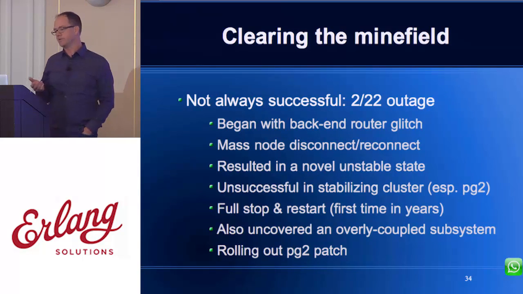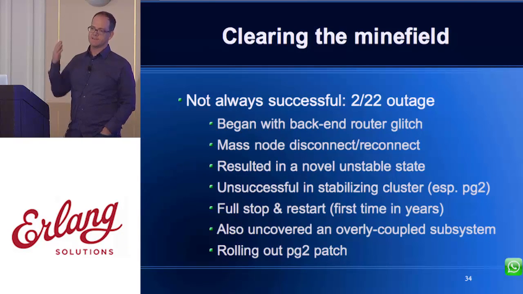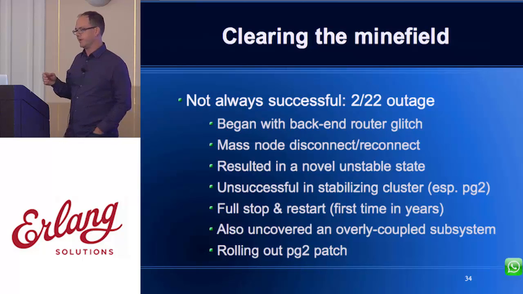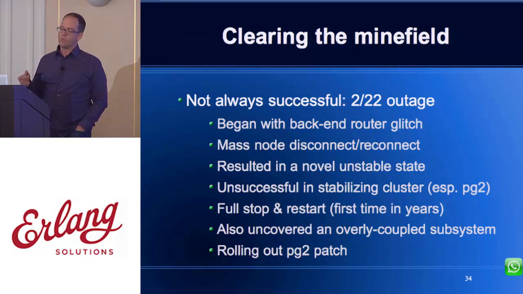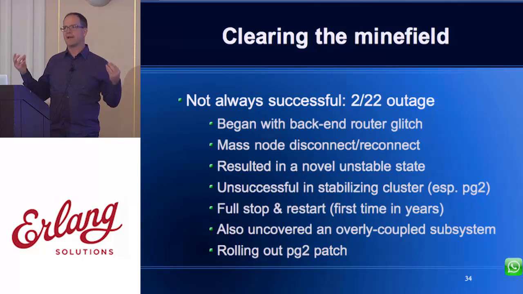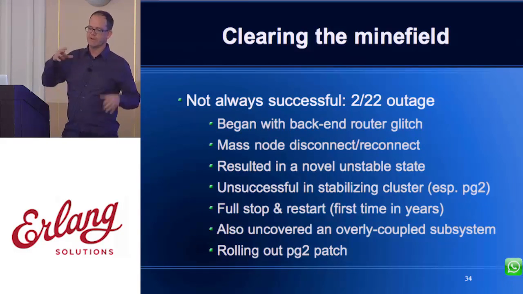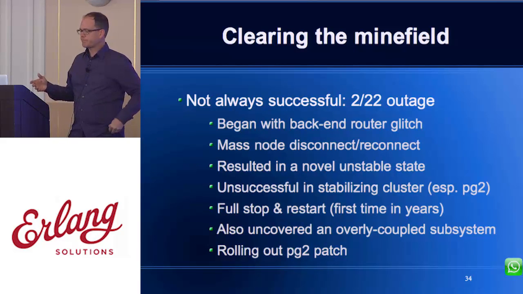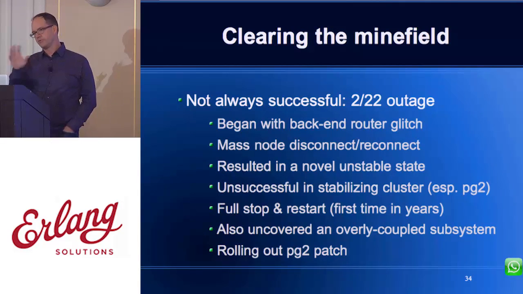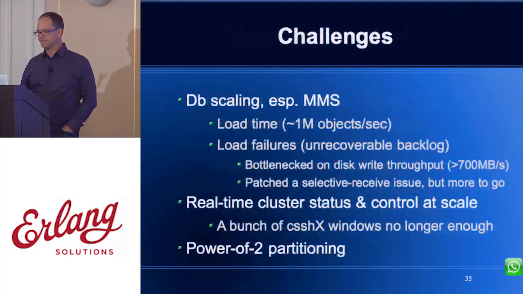This is the first time we had ever had to do this in years, and it was a time-consuming process to bring everything down, start it all back up, and get it running. In the process of doing that, we found one overly coupled subsystem. It was just a side effect. It wasn't the cause. But we believe what happened was with that mass disconnect and reconnect, pg2 actually can get into a state where it's doing n-cubed messaging, because what we were seeing was basically pg2 message queues going from like 0 to 4 million within seconds. So we're rolling out a patch to try to cut down on that messaging, so that if we ever see that sort of disconnect and reconnect again, it won't get into that state.